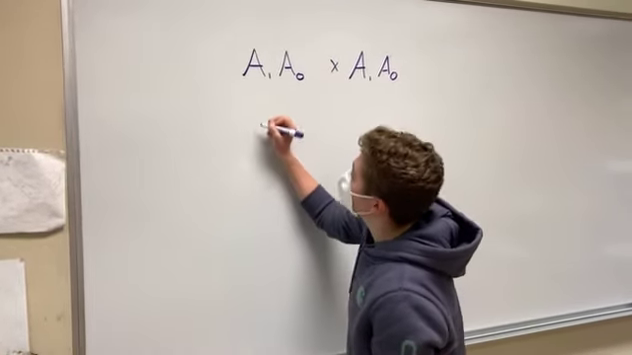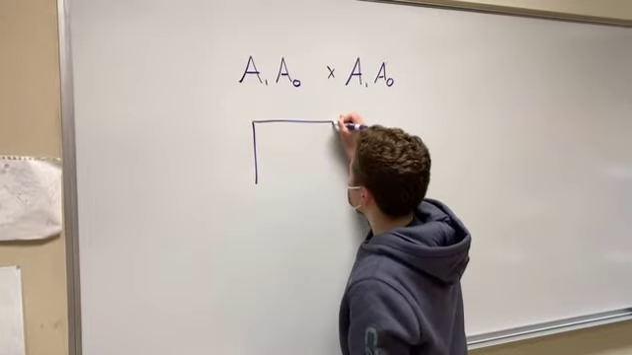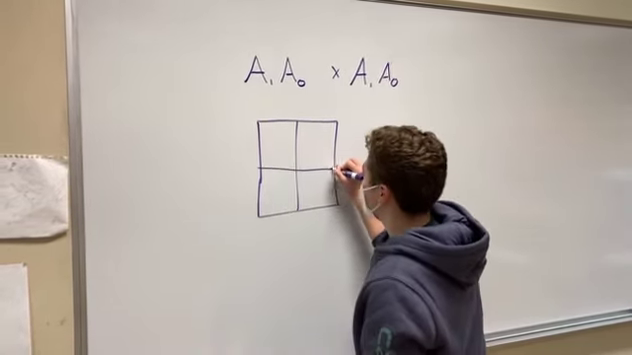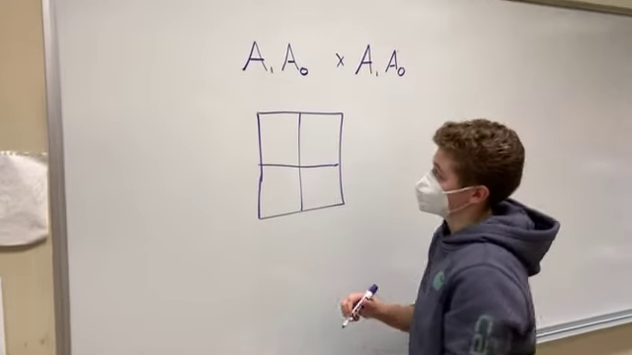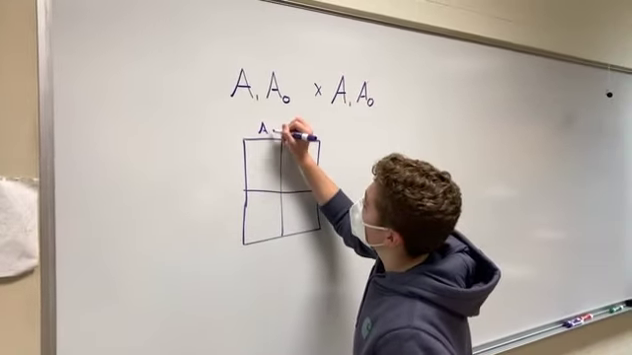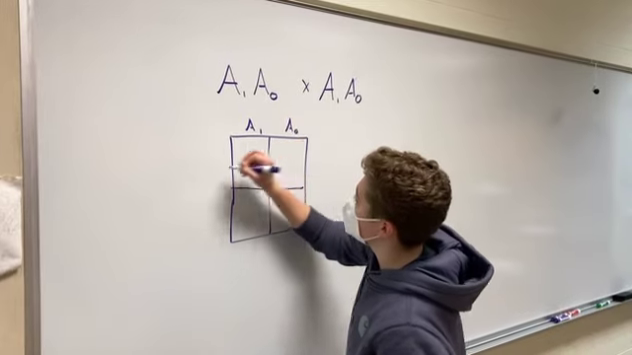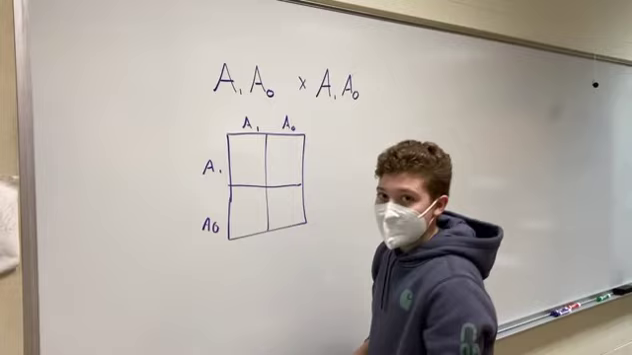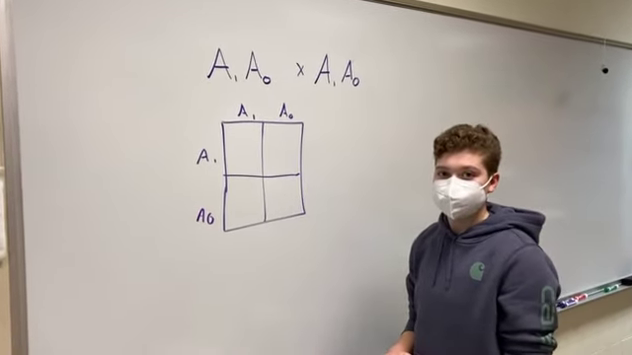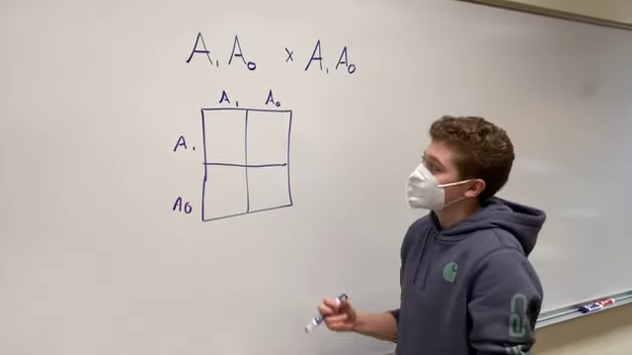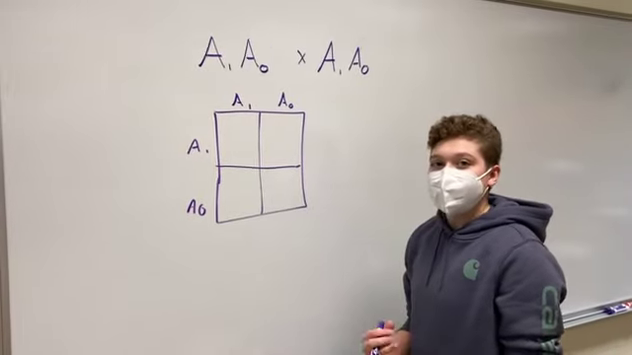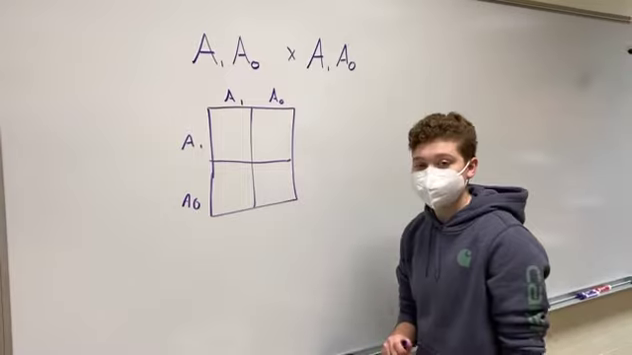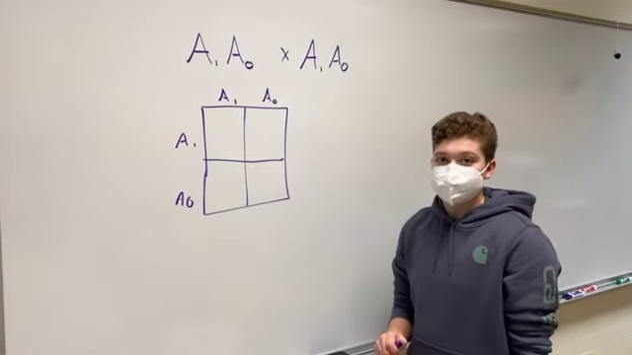So when we cross these, all that we're going to need is a 2x2 or a 4 square Punnett square. And we'll put them both up here: A1, A0, A1, A0. Does gender matter? Do you know whether male's on top or female's on side? Does it matter, Becca? Right here, it doesn't make any difference. All you're looking at is the gene.